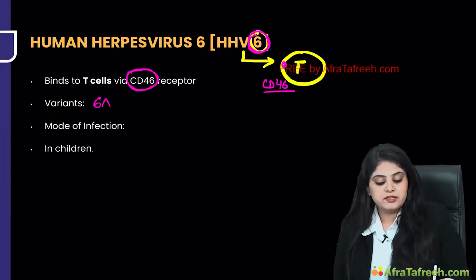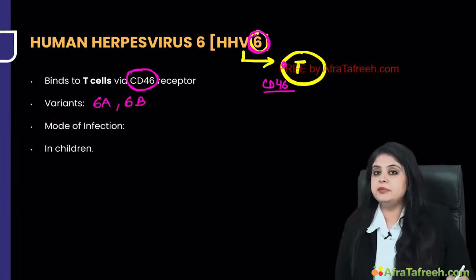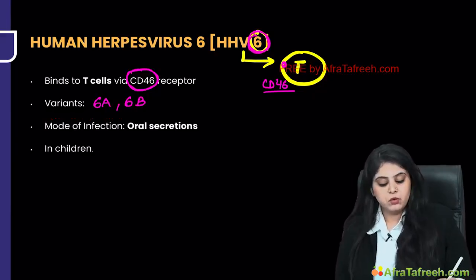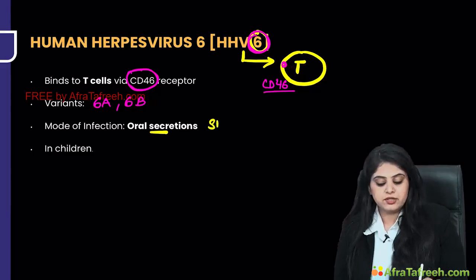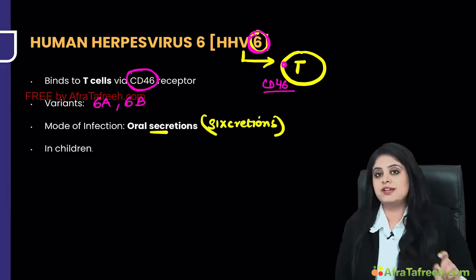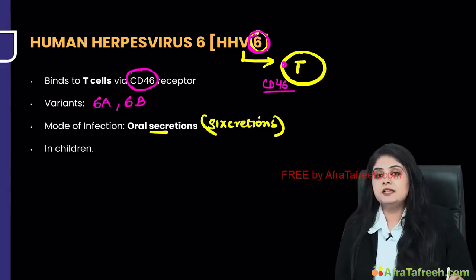It has two variants, that is 6A and 6B. That is also simple. The mode of infection is 6 secretions. So that is how you learn it. This is 6 secretions, right? So the mode of infection also has a 6 in it. And finally, please remember that is the mode of infection usually.